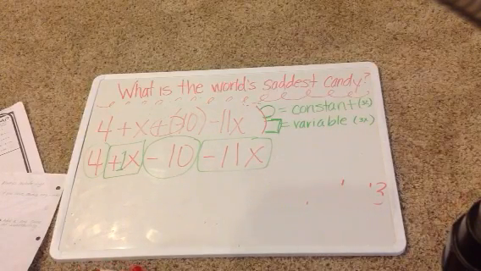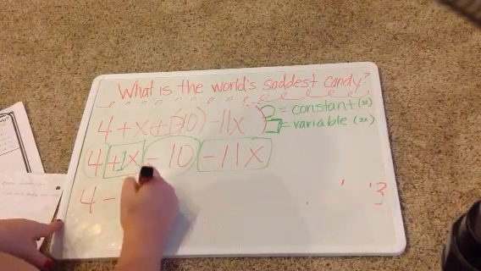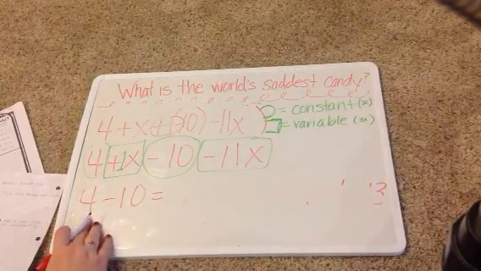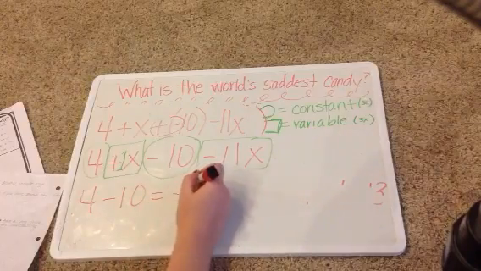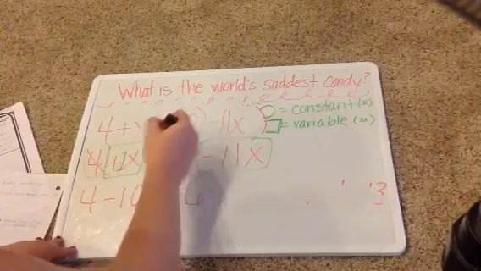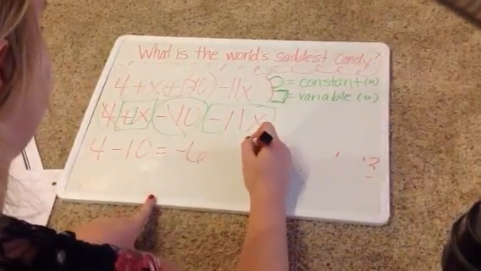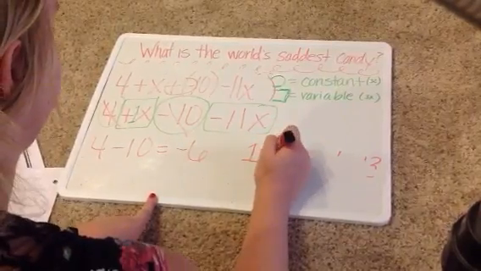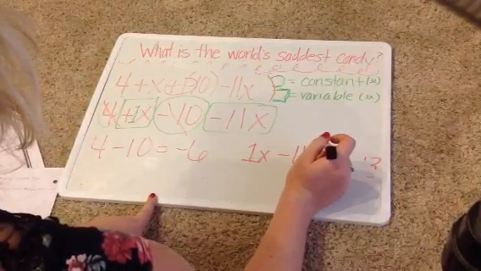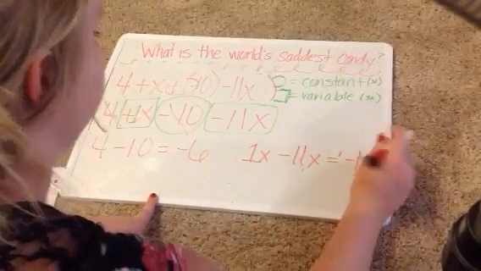Okay, so let's go ahead and do the math for 4 minus 10. So remember, we're going to get a negative number. Okay, so we have a negative 6. So we did our work for combining these like terms. So those are done. And we need to also do our 1x minus 11x, which is going to equal a negative 10x.